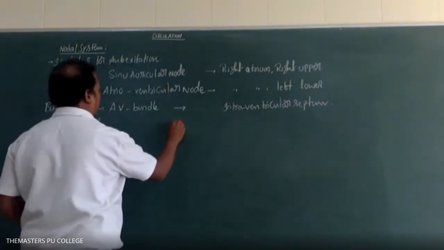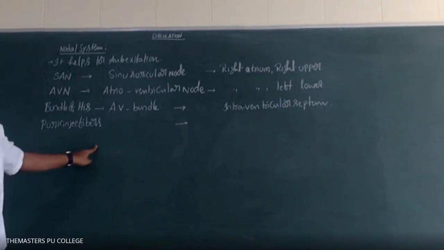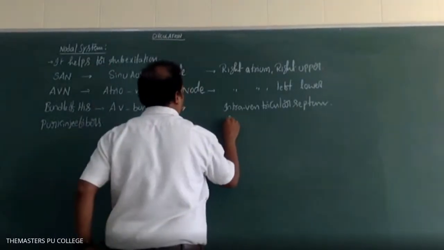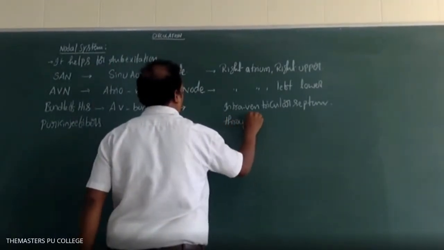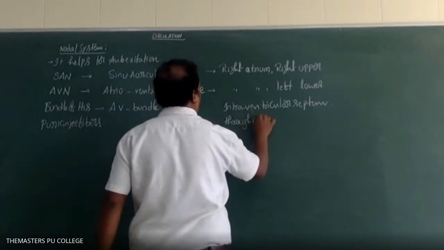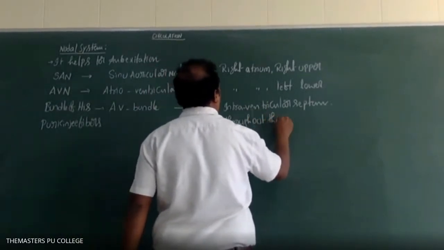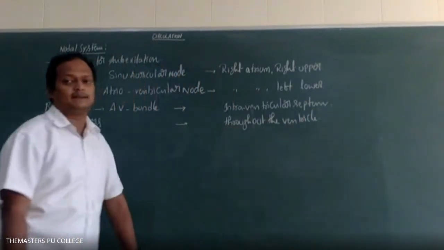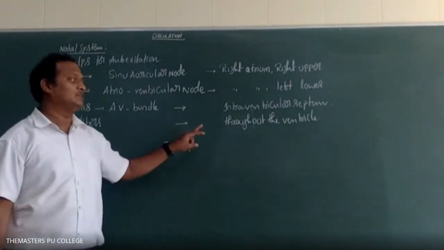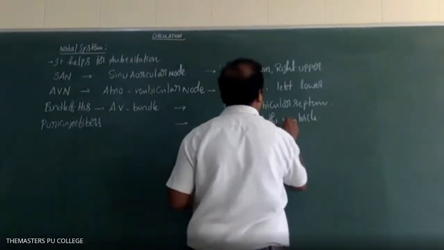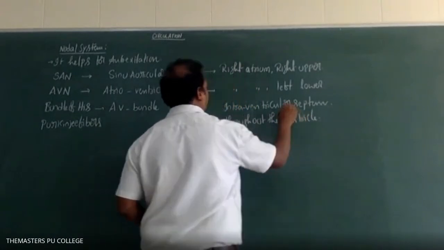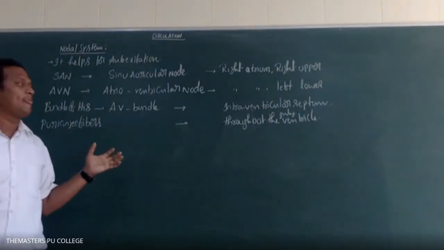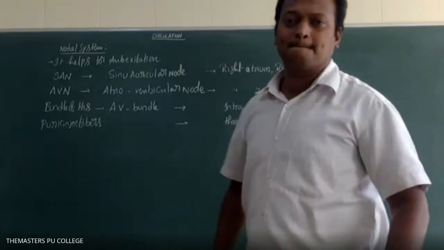And what is the location of Purkinje fibers? The Purkinje fibers are present throughout the ventricle. So Purkinje fibers distribute throughout the part of the ventricle, only in the ventricle. In the auricles, Purkinje fibers are not present. Is it clear, students? Yes, students, until this point clear, all of you?